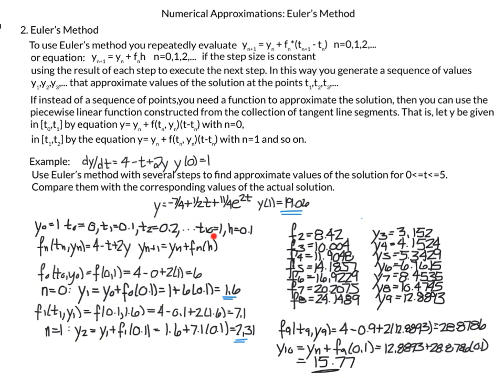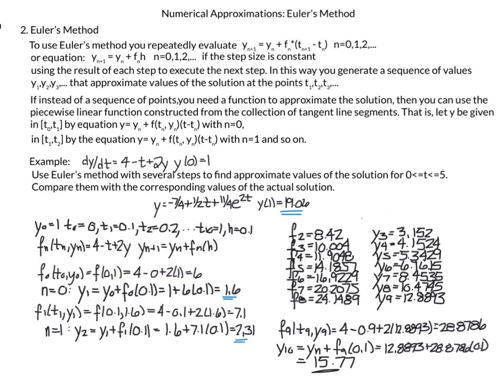I copied down my formulas here. Just for quick reference, my f of n is my dy/dt. Just to remind myself, I'm plugging in tn and yn into 4 minus t plus 2y. So my f naught is going to be f of t naught, y naught, which is f of 0, 1, because my t naught is 0, and my y naught, my initial condition, is equal to 1.